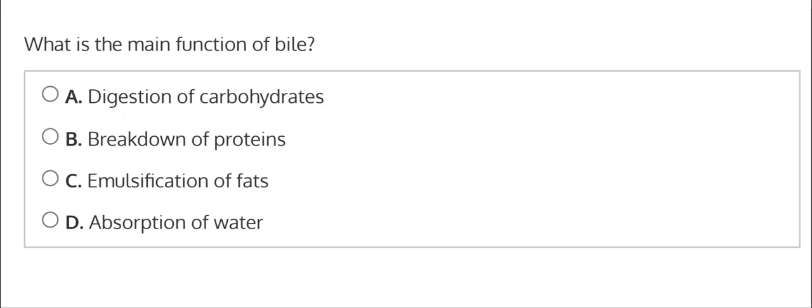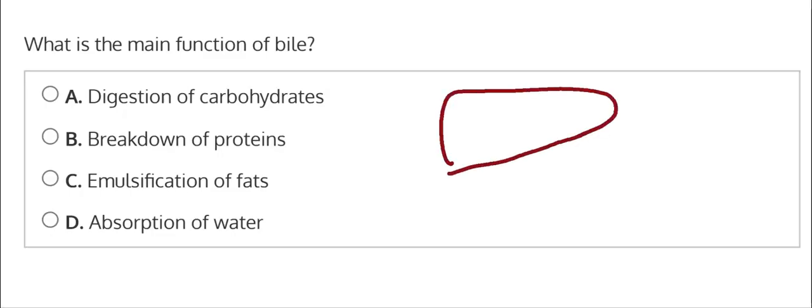What is the function of bile? So you might recall that you have your liver and you have your gallbladder, and that bile is produced in the liver and then stored in the gallbladder. And remember an important fact about the gallbladder, that people sometimes don't have gallbladders.